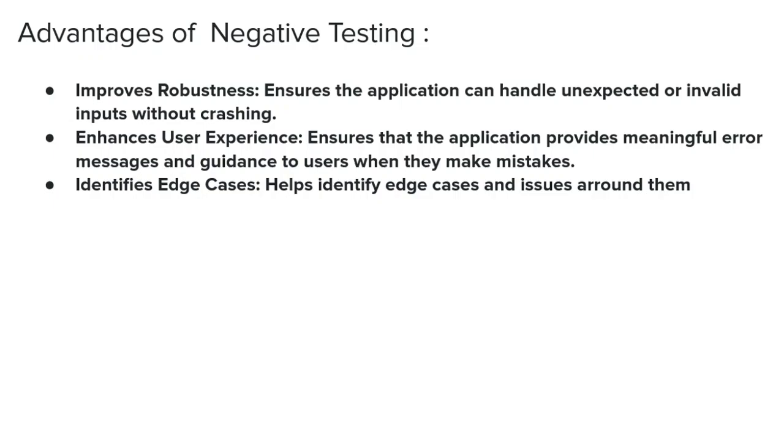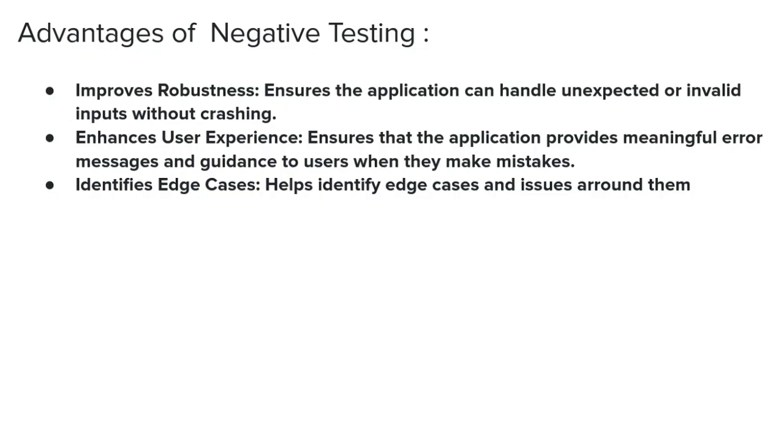It will ensure that the application provides correct and meaningful error messages, and it should guide the user whenever the user makes a mistake. We expect users to enter the correct input every time, but that is not practically possible. Sometimes a user might enter incorrect inputs as well, because at the end it's a human. So there can be human mistakes. A user can involuntarily enter some invalid input in our application.